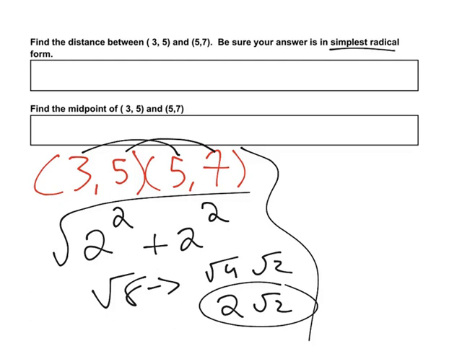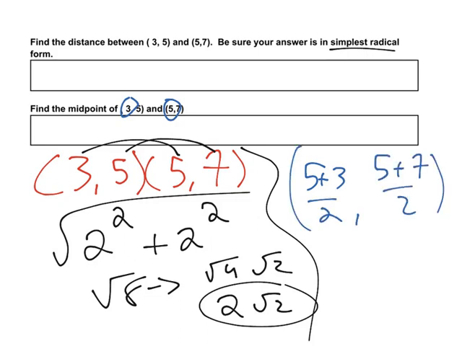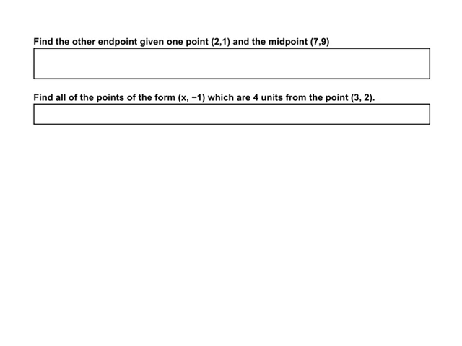Read the directions. Then the next one is just finding the midpoint. So just like anything else, you want to find the average. You're going to add the two coordinates that correspond to each other together, and then divide by 2. And then the same thing here, 5 plus 7 divided by 2. That gives me 8 over 2, which is 4, and that gives me 12 over 2, which is 6. So there's that midpoint there, (4, 6).